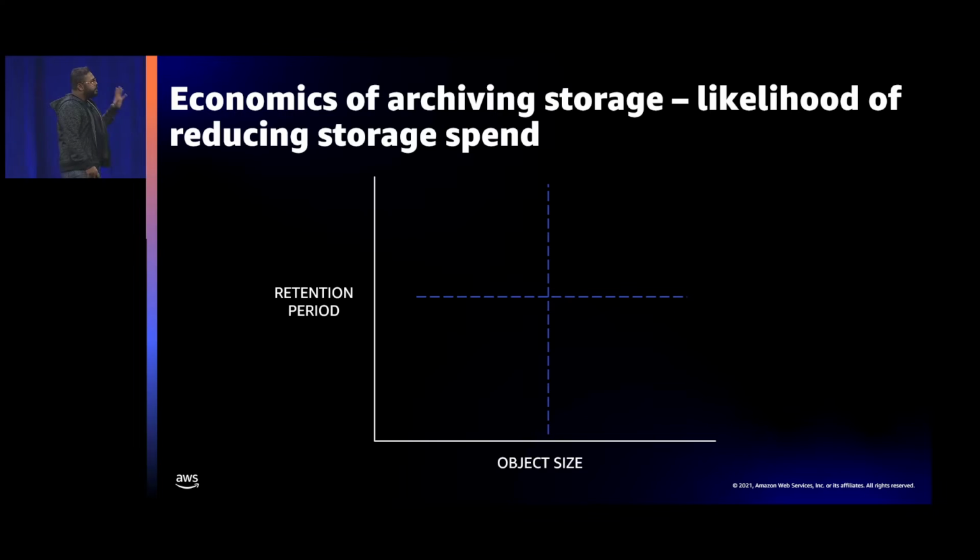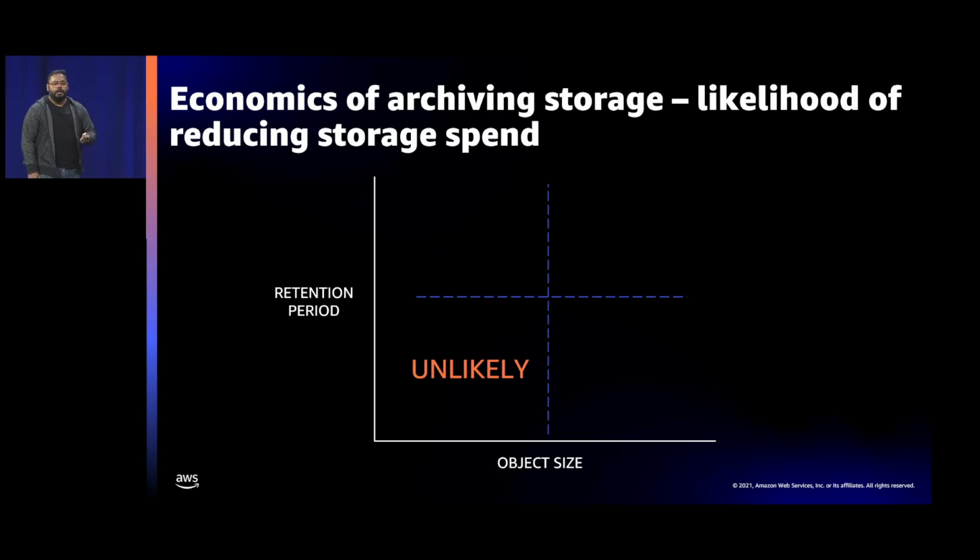So in a 2x2, on the y-axis, I want to talk about retention period, which is the total lifetime of that object within S3. How long does the object live within this archive storage class? And on the x-axis, I want to think about the size of the object. And I want to see which of these use cases are ideal for transitioning to Glacier Flexible or Glacier Deep Archive.